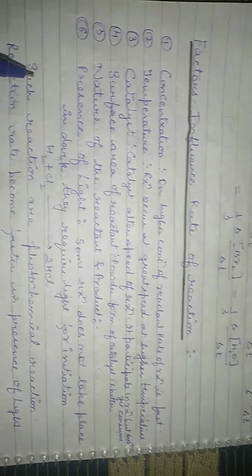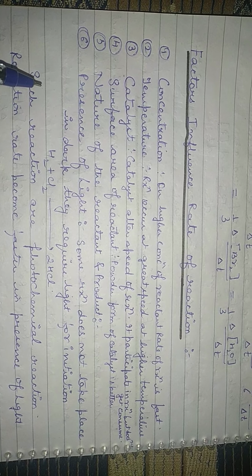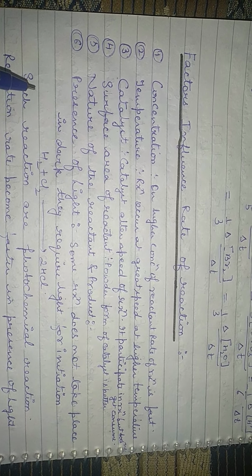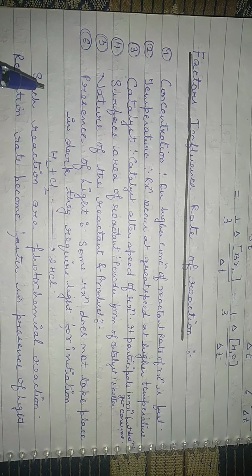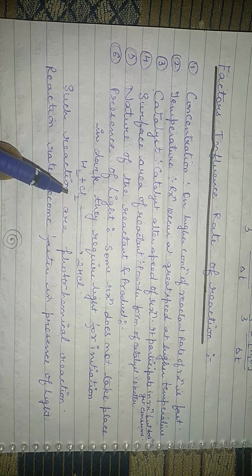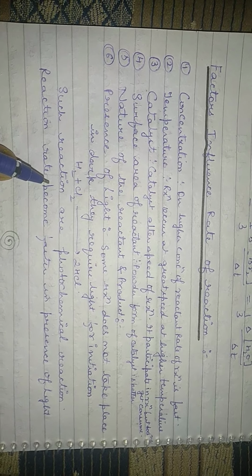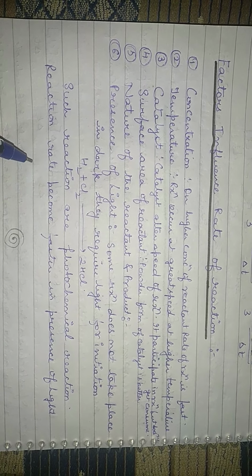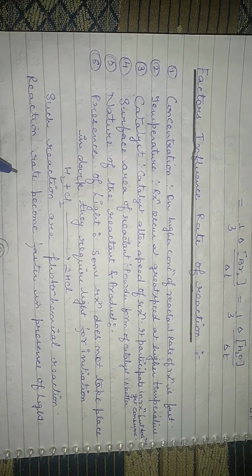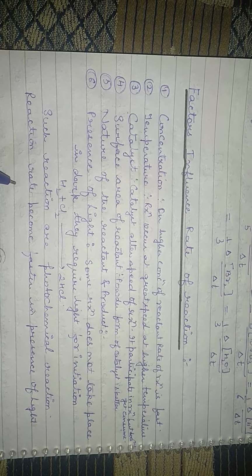Now coming on to the next one, that is presence of light. Some reaction does not take place in absence of light, and there are certain reactions they require light for the initiation. Here I have given one example, that is when hydrogen gas reacts with chlorine result in the formation of HCl. Such reactions are known as photochemical reactions. Reaction rates become faster in presence of light. So this is all about the factors that influence the rate of reactions. All right.